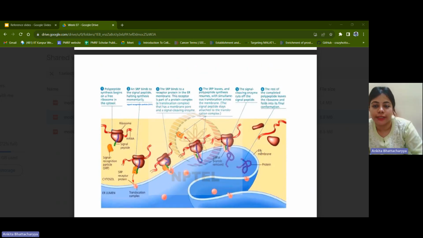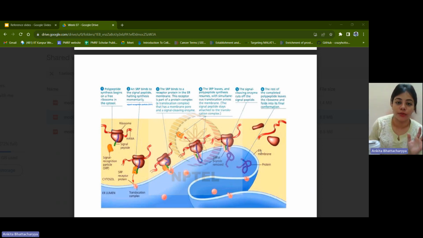Now we'll come to another job of the ER, which is what I've been talking about a little bit. I will not get into much detail about it, but we'll at least get a holistic picture of what is present there based on just this figure.